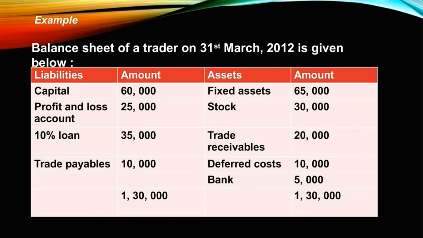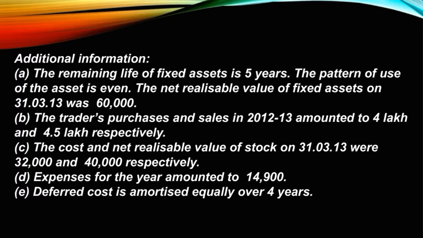The first additional information is that the remaining life of the fixed asset is 5 years. The pattern of use of the asset is even. The NRV of the fixed asset is 60,000. So the opening fixed asset is 65,000 and the remaining life is 5 years. So 65,000 divided by 5 years, we will get depreciation. We need to debit the depreciation of 13,000 in the debit column of the P&L account. But the same entry cannot happen in a non-going concern.